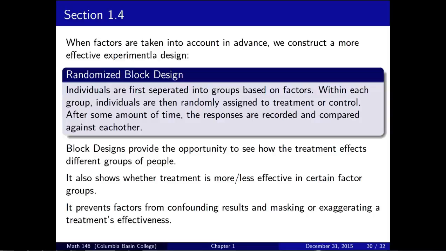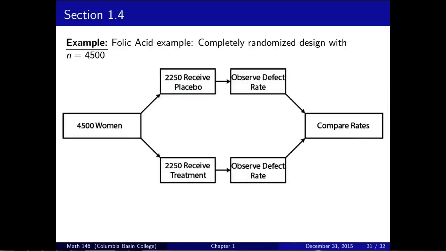I threw you some little diagrams here to kind of explain the difference. The first, this is a completely randomized design, right? So let's say you start out with 4,500 women. You split 2,250 randomly assigned up here to get folic acid, and you split 2,250 down here and randomly assign them a placebo. You observe the defect rate for each group, and then you compare the rates. Okay, very simple, very easy to do.